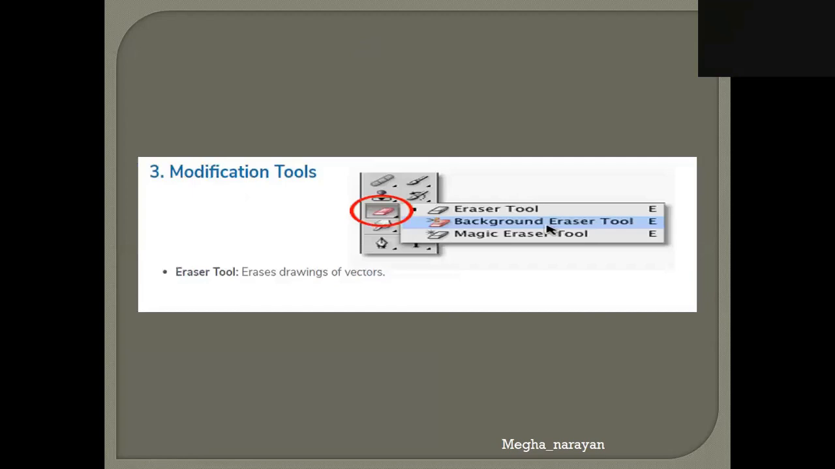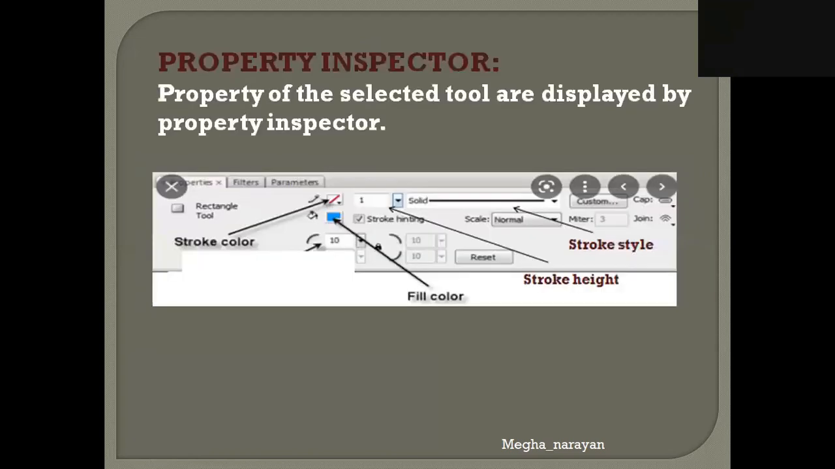Let's move on to the next modification tool. The eraser tool is such a tool. The eraser tool is used to erase the drawings that you have made. It is already highlighted in the picture as shown. You can just erase the background. Magic eraser is also available. So these are different sorts of eraser tools available in Flash.